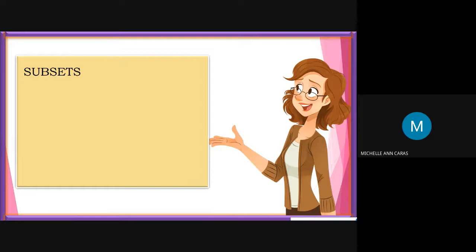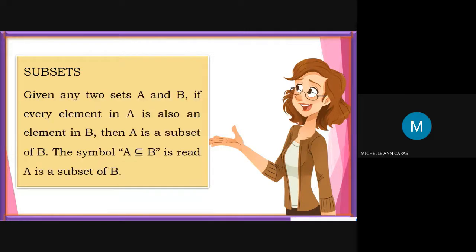Ano naman ang ginatawag nga subsets? Okay, so when I say subsets, given any two sets A and B, if every element in A is also an element in B, then A is a subset of B. And the symbol, this one, ang pagbasa sini is read as A is a subset of B. So, ibig sabihin gali, ang symbol ng subset naton is amo ni siya. So, example.